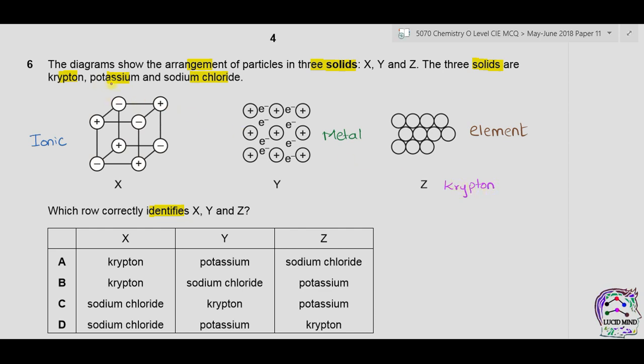Second, we have potassium. Potassium is a metal, so therefore this is the structure of a metal, so Y should be potassium. Third one is sodium chloride. As sodium chloride is an ionic compound, therefore X should be sodium chloride. So from the options we can see that X should be sodium chloride, Y should be potassium and Z should be krypton. Answer should be D.